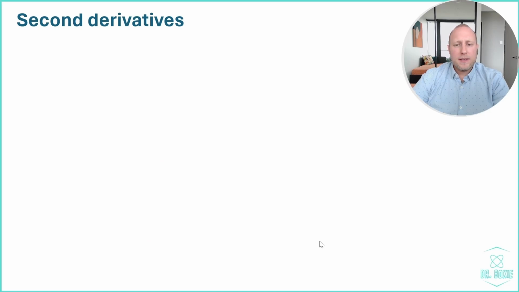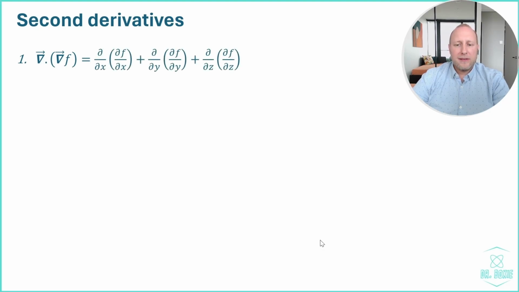The first kind of second derivative we have is the divergence of the gradient. Now remember, the divergence is the partial derivative with respect to x of the x component of the function, which is in this case df/dx itself, because that is the x component of the gradient, plus the y derivative of the y component, which is df/dy, plus the z derivative of df/dz. So what we get is the sum of the second derivatives of the function with respect to each of the components separately. That is the divergence of the gradient.